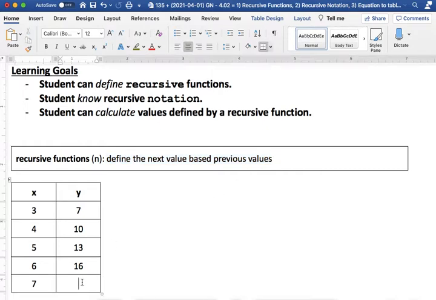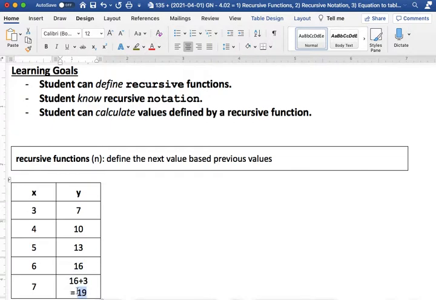Let's say I asked you what would be the next y in this. I think most people would say that their answer is 19. If I ask you, how did you get 19? You'd probably say something along the lines of, oh, I noticed it was plus 3, plus 3, plus 3. And so then I did 16 plus 3 to get my 19. Right there, that was recursive thinking. You used a previous value to get the next value.